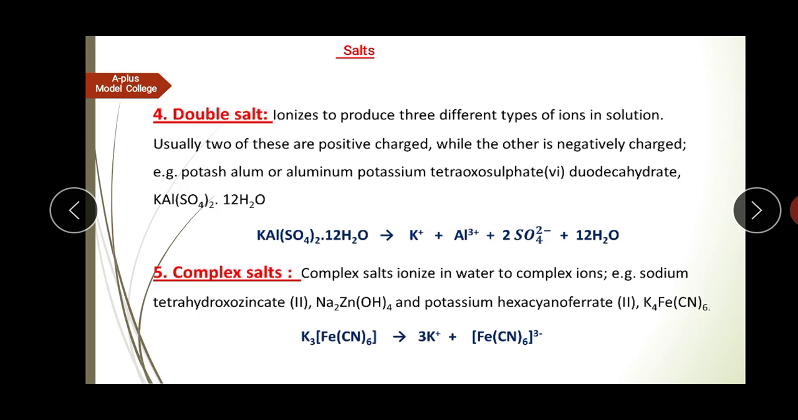A complex salt is a salt that in water forms complex ions. An example of that is potassium hexacyanoferrate 2 and sodium tetrahydroxozincate 3. These are complex compounds and they are complex salts.